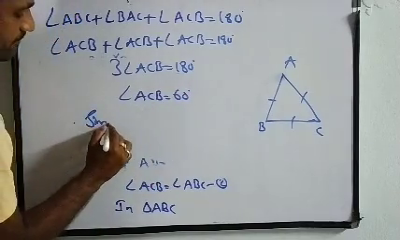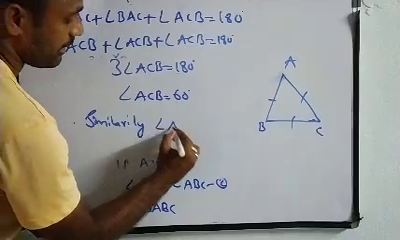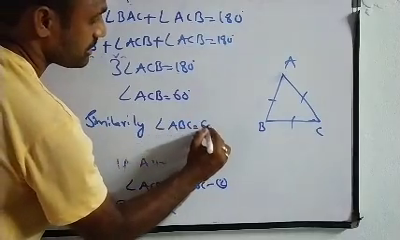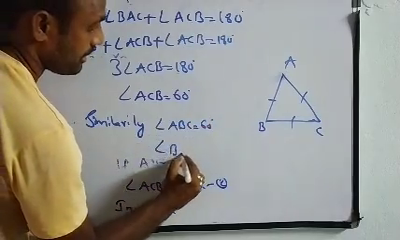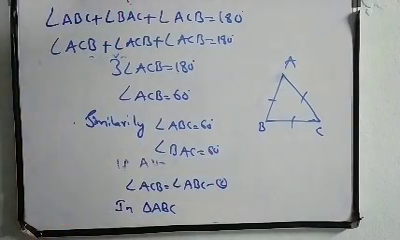Similarly, since all are equal, we can write angle ABC also 60 degrees, angle BAC also 60 degrees. So in an equilateral triangle, each angle will be 60 degrees.